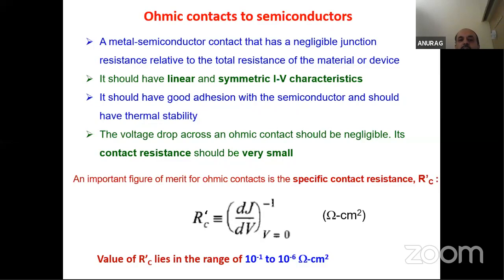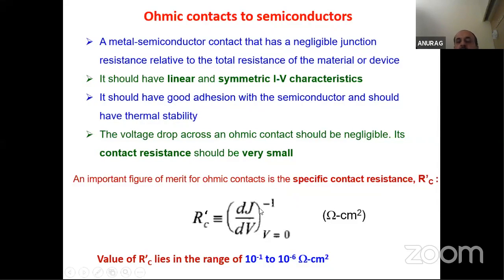So this is actually the figure of merit. First I just show you, there's an important figure of merit for ohmic contact, what we call, remember this thing, specific contact resistance, R-C. This is actually a figure of merit for telling whether this ohmic contact is good or not so good.